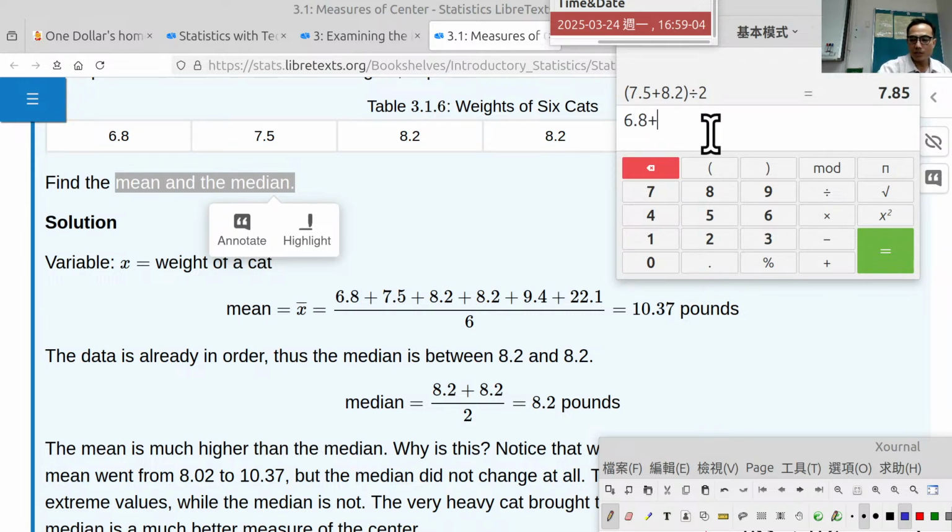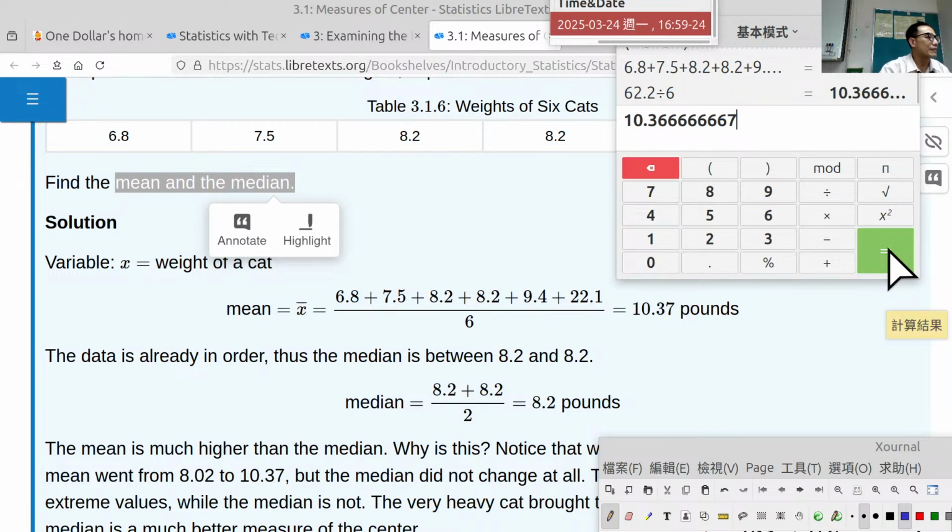8.6 plus 7.5 plus 8.2 plus 8.2 plus 9.4 plus 22.1, that equals 62.2, then divided by 6. Thus, the average is 10.3666. Round to 2 decimals, that would be 10.37. Okay, please do this one. 1 minute, please.